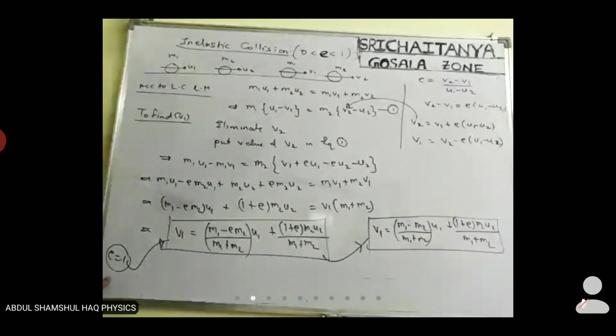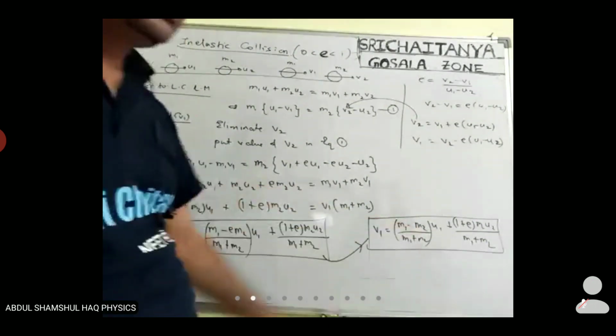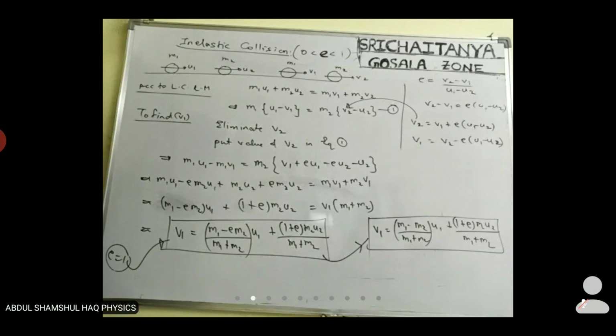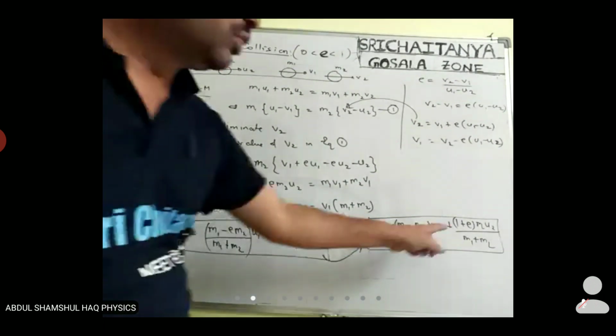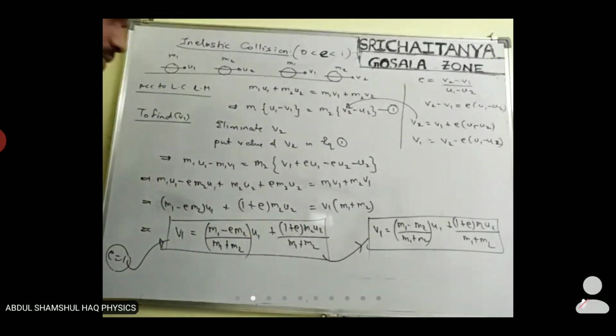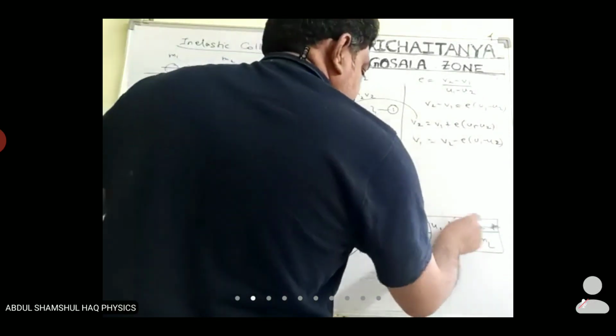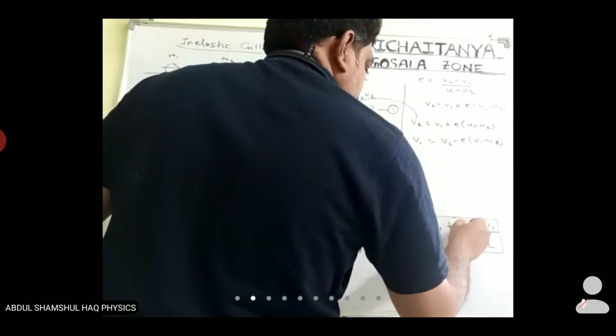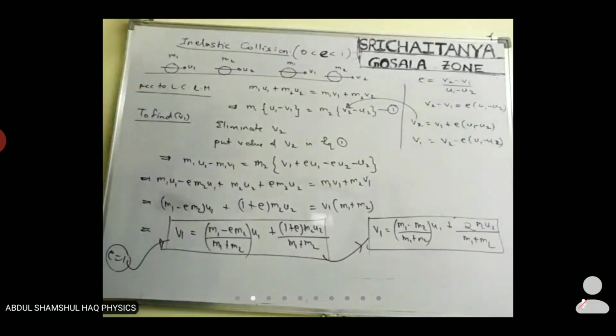Vignesh, okay, understood? e equal to 1 here. We'll get this result: m1 minus m2 divided by m1 plus m2. So e equal to 1, 1 plus 1 will be 2. 2 m2 u2 divided by m1 plus m2.